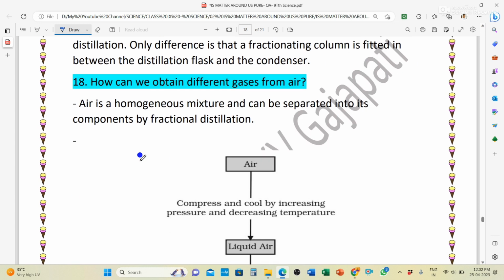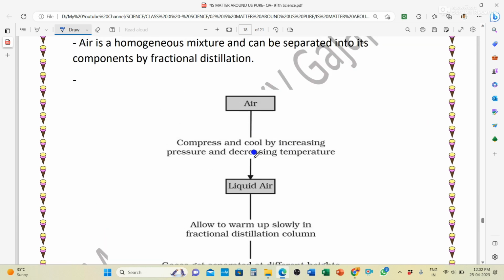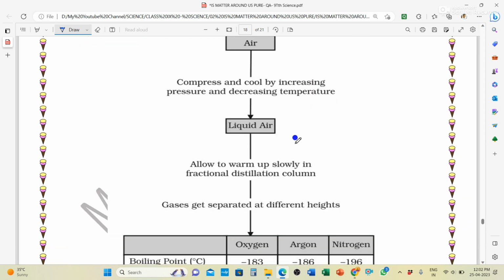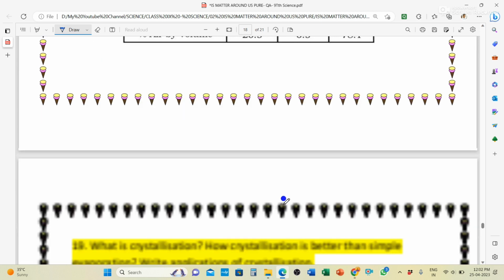Then how can we obtain different gases from air? You know, air is a homogeneous mixture and can be separated into its components by fractional distillation. So first we have to take air, then we will compress it and cool it by increasing pressure and decreasing temperature, then it will become liquid air. Now we will allow it to warm up slowly in a fractional distillation column. Now gases get separated at different heights because their boiling points are different. You know, the boiling points of oxygen, argon and nitrogen are different, so they will be separated automatically.